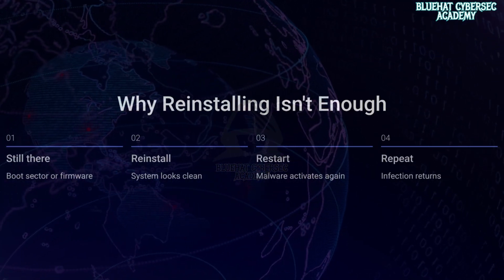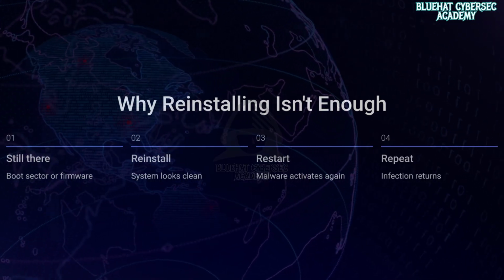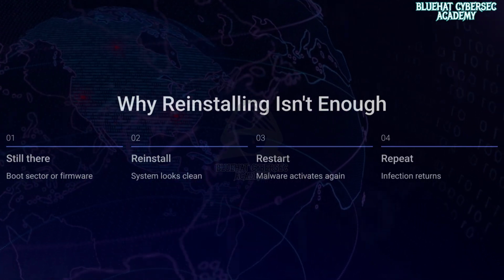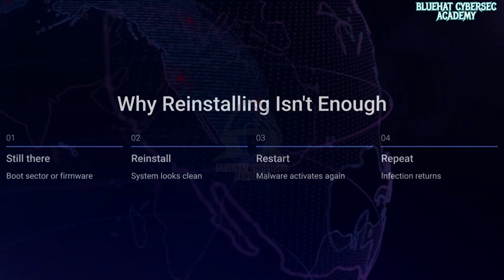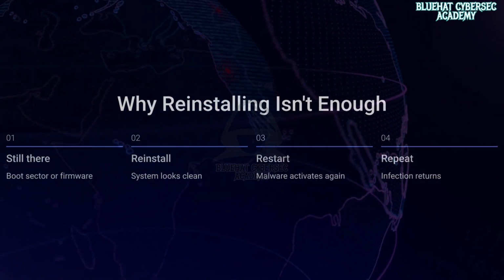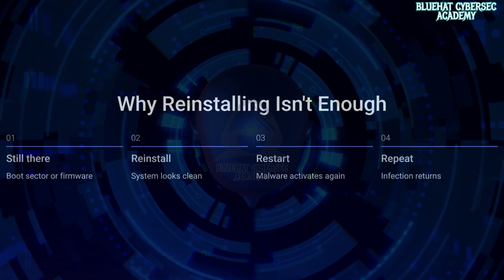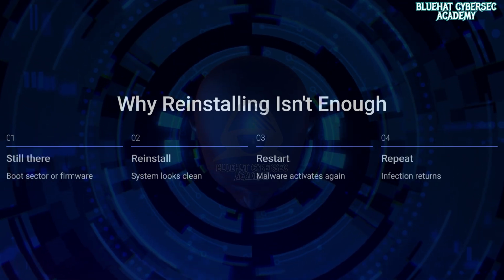One of the most alarming characteristics of bootloader malware is its persistence. In typical infections, users assume that reinstalling the operating system will solve the problem, and in many cases, that assumption is correct. But bootloader malware is different.